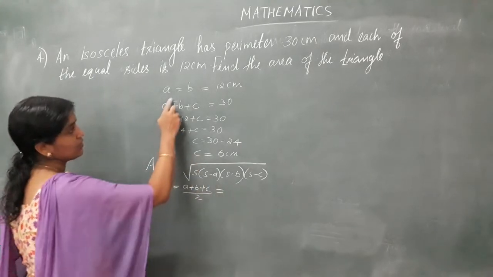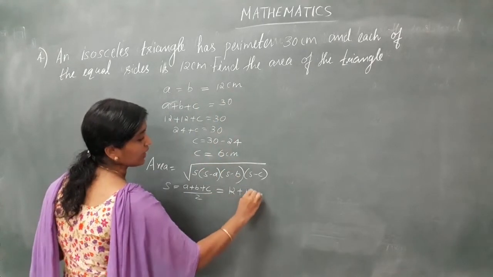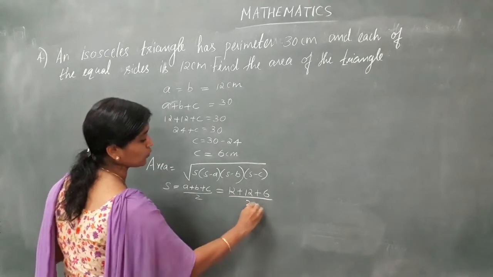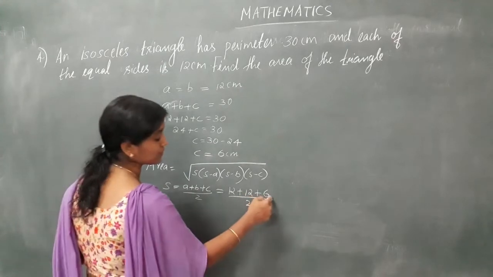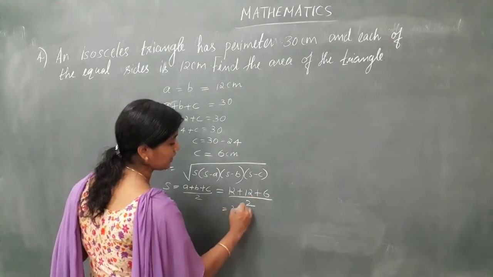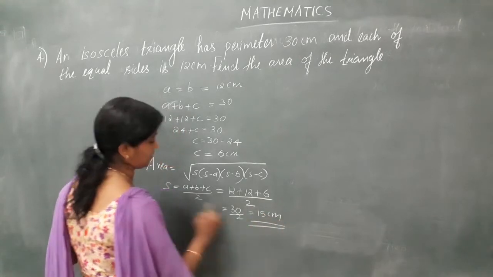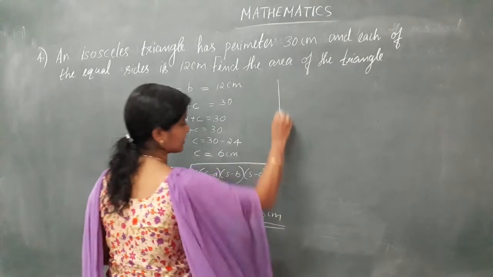What is A here? It is 12. What is B? Again it is 12. And C we got as 6. Whole divided by 2. That means 12 plus 12, 24. 24 plus 6, it is 30. 30 divided by 2, I got 15 centimeter is our S. Clear?